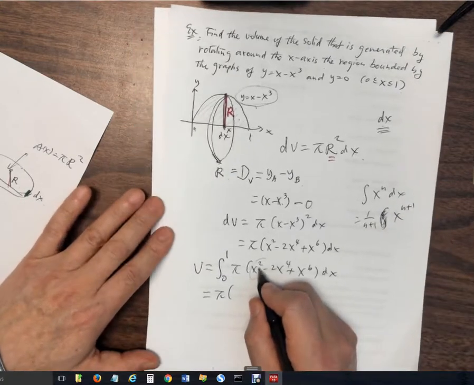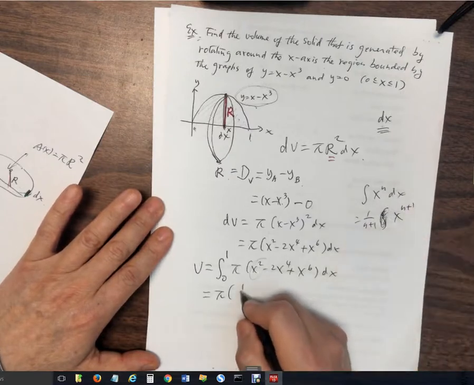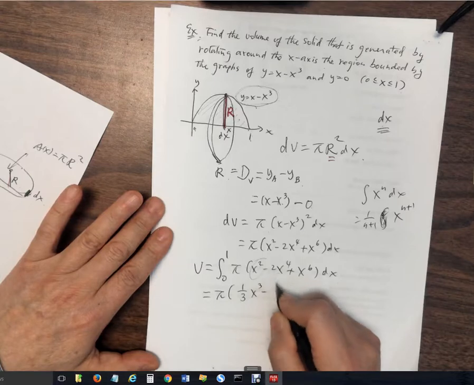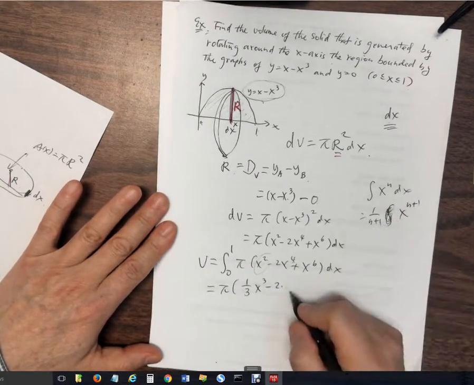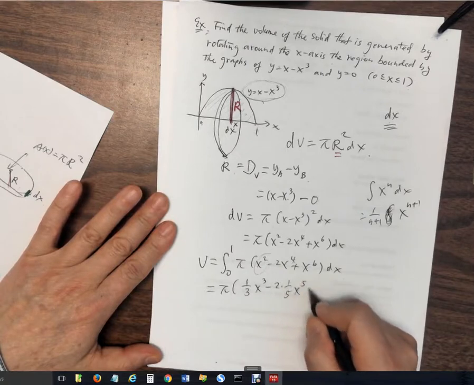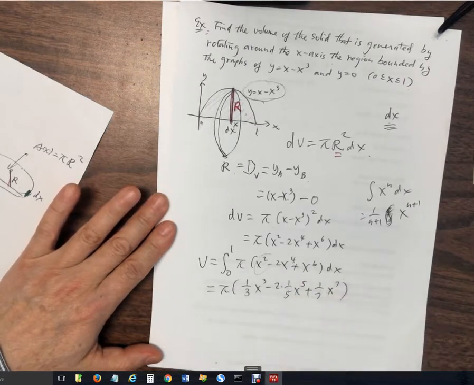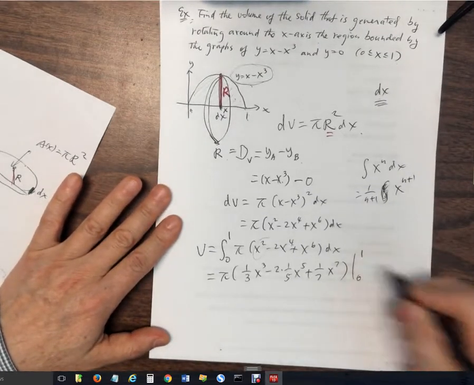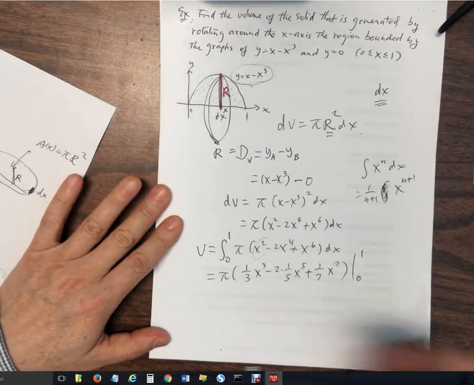So for x to the second power, n equal to 2, it's 1 over 3 x to the third power. And here 2 is a constant, copy it down. For n equal to 4, it's 1 over 5, fifth power, then 1 over 7, seventh power. Basically, that's the antiderivative. And there's a 0, there's a 1. You plug in 1 for x, then plug in 0 for x, and subtract.